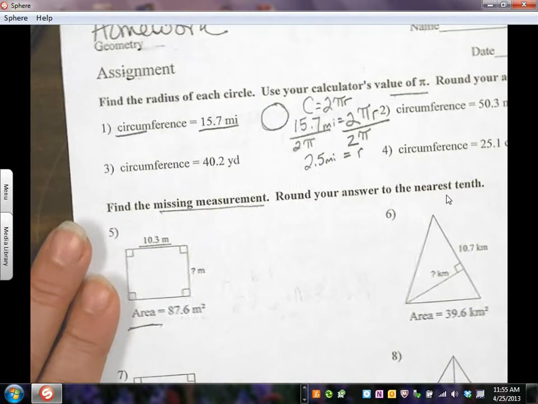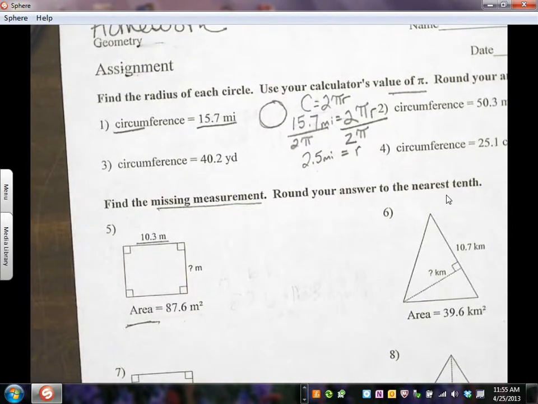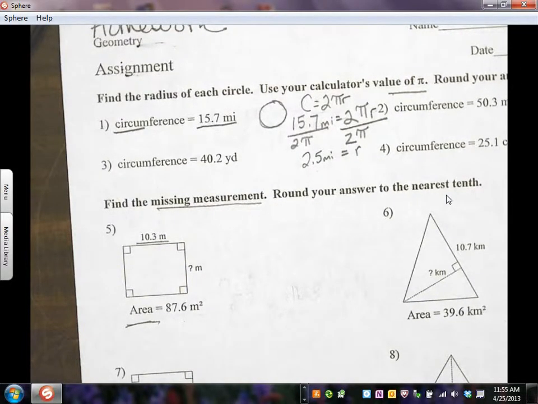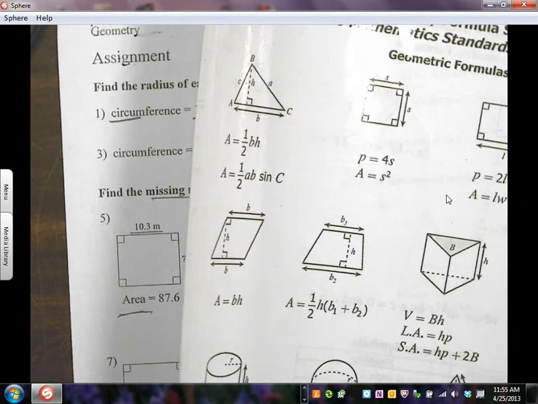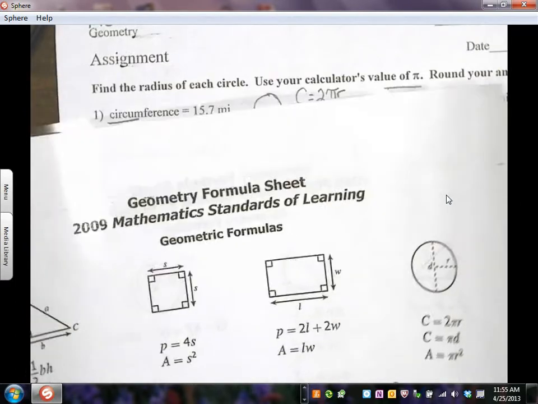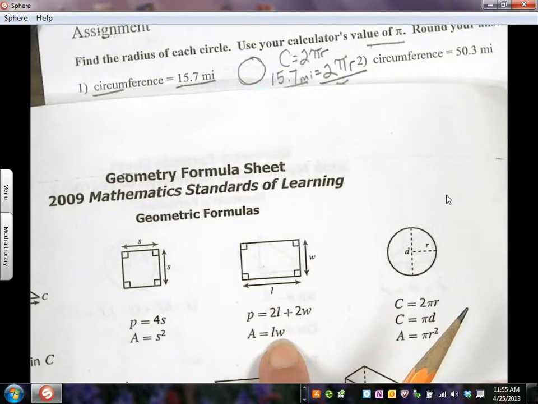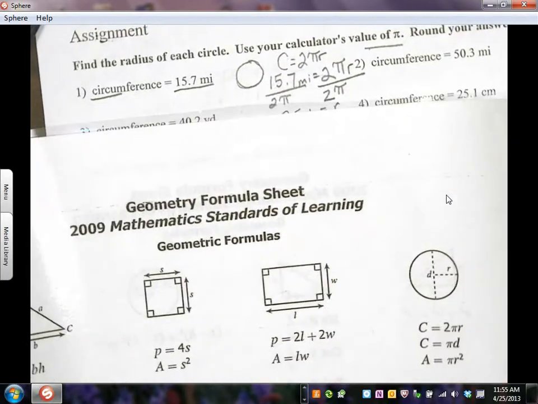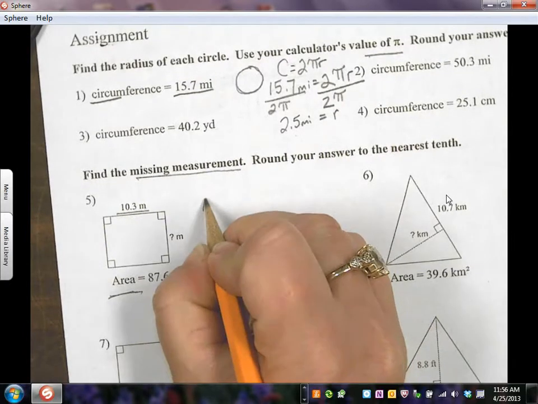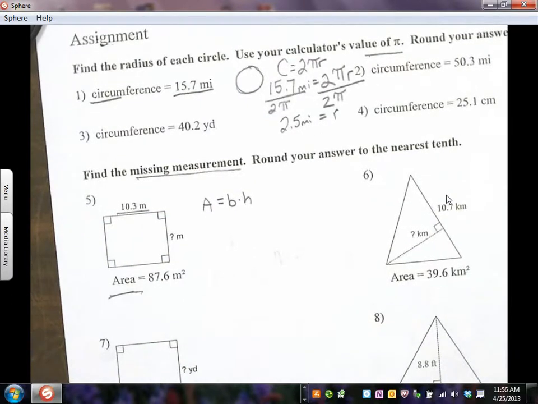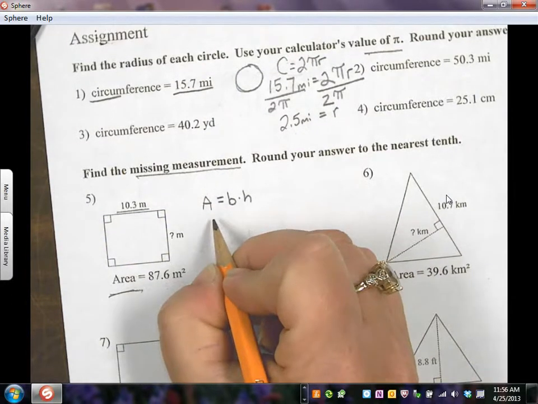So how do I do that? How do I find the area of a rectangle? You might grab your formula sheet, which I just did out of somebody's desk. So I look for the shape that's like that. Look right here. I'm going to look down past P, that's perimeter. Area. It's length times width, or base times height. So I know that the area equals base times height. You could use L and W if you want, but they mean the same thing.